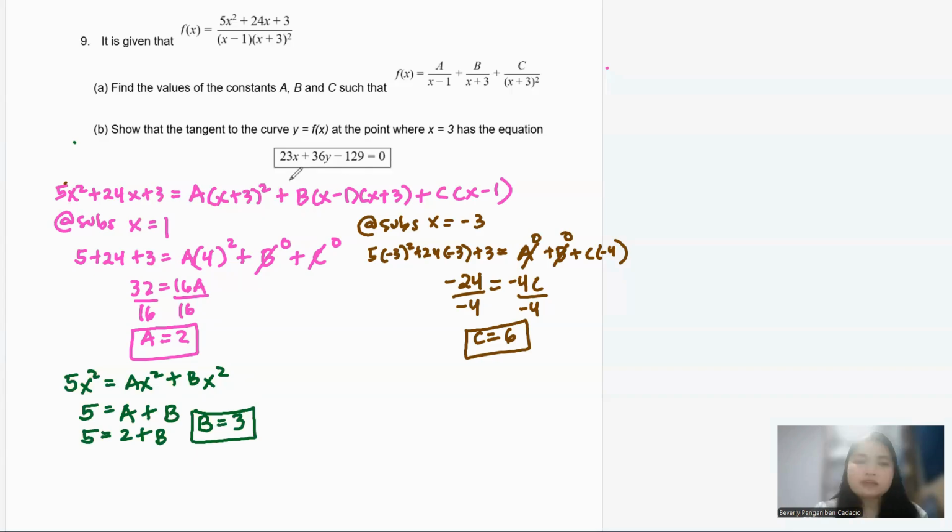Amazing. Let me just rewrite it here. Okay, so we have 2 over x minus 1 plus 3 over x plus 3, then you're going to have plus 6 over (x plus 3) squared. Okay, we are just halfway, guys. The letter B is very time consuming, but you can do that, okay?